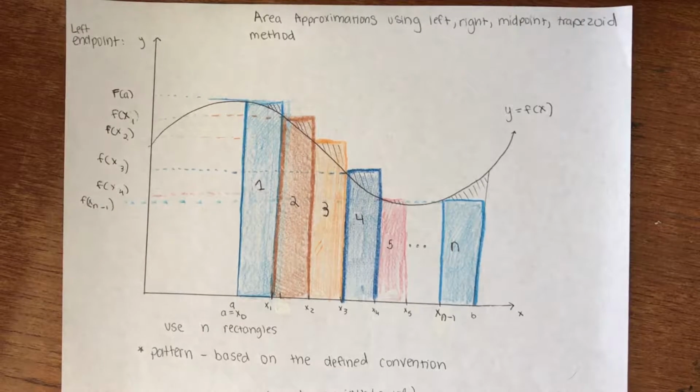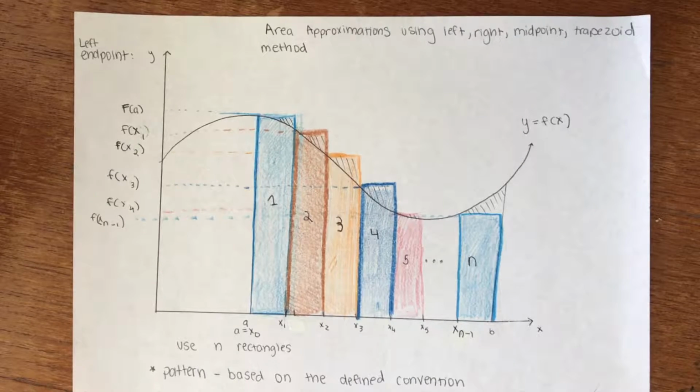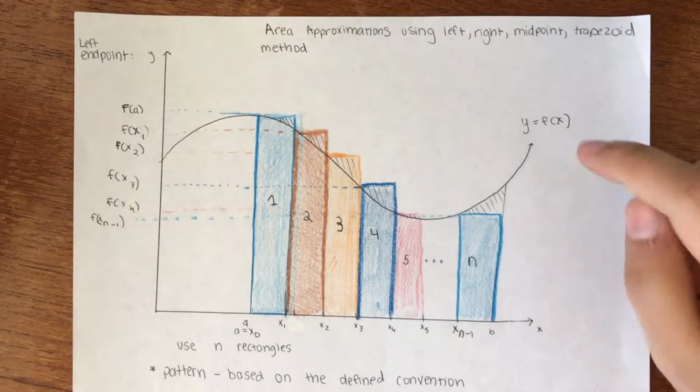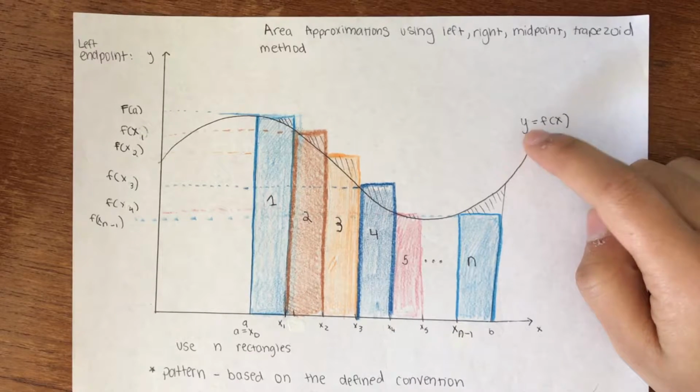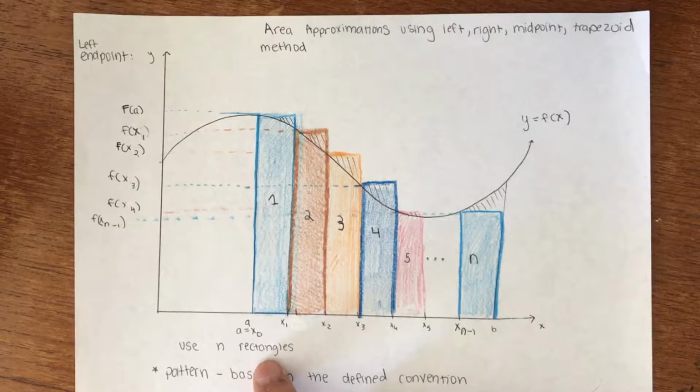Today we're going to be talking about how to approximate the area under a curve using left, right, midpoint, and the trapezoid method. The first method we are going to use to approximate the area under the curve of y equals f of x is to use left endpoints. We're going to use n number of rectangles, and we're going to look at the interval from a to b.